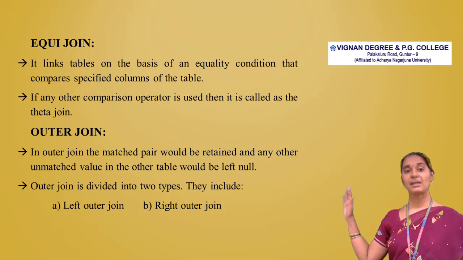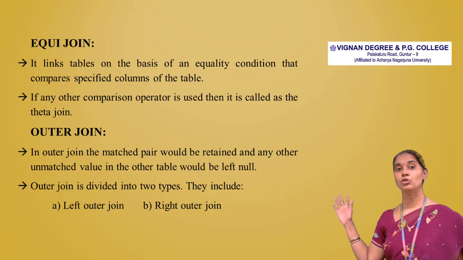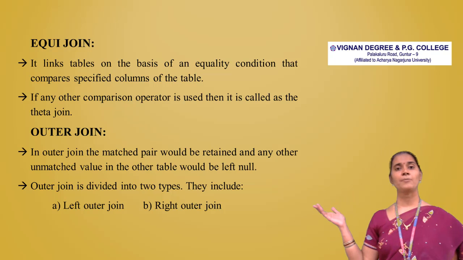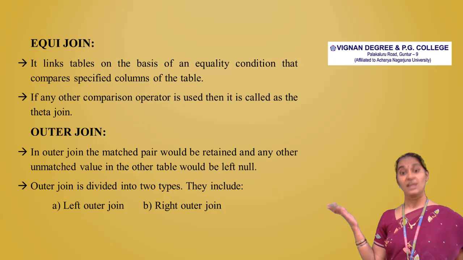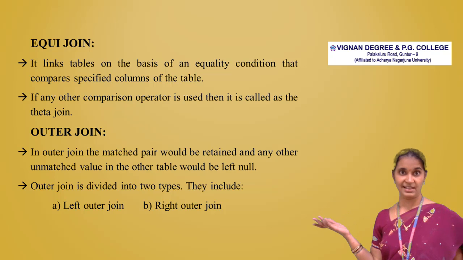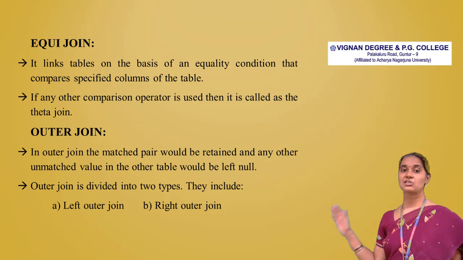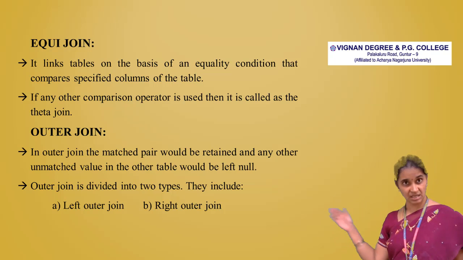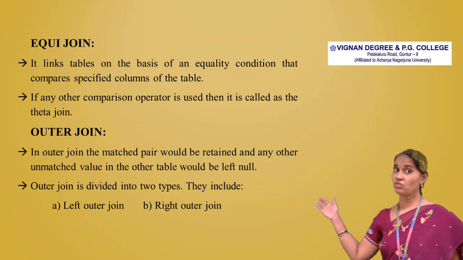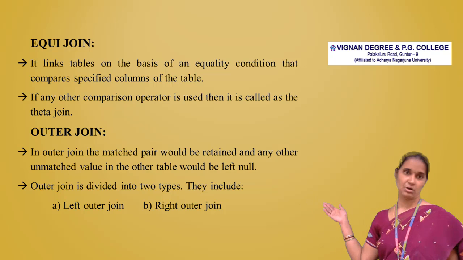If we use any comparison operation other than equal to, such as less than, greater than, less than or equal to, or not equal to, and use it to compare the tables, then it is called a theta join. This is about Equi Join, in which the join is performed based on the equal to condition.